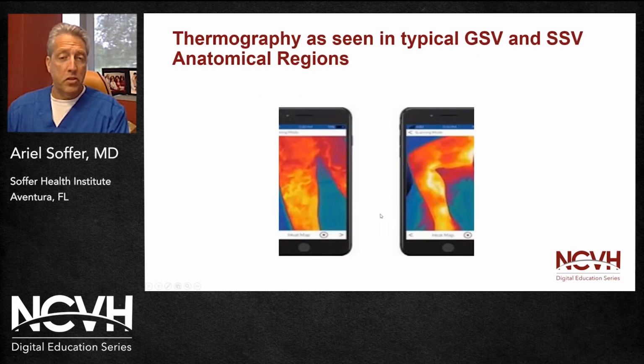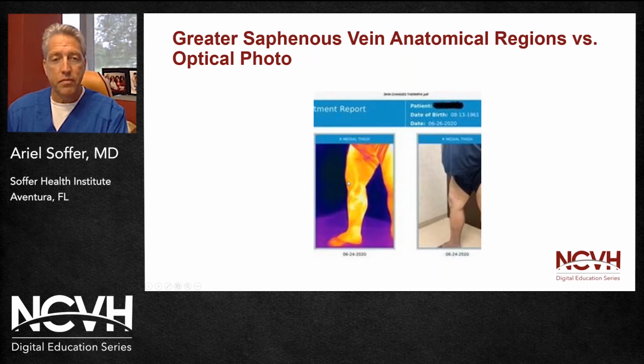These are the first pictures that we started seeing when we started looking at it, and you can see the images were very clear, very exciting. This is a GSV pattern. This happens to be just an unusual pattern that we saw. These are some of the first pictures that we took. This is more specific to the GSV.